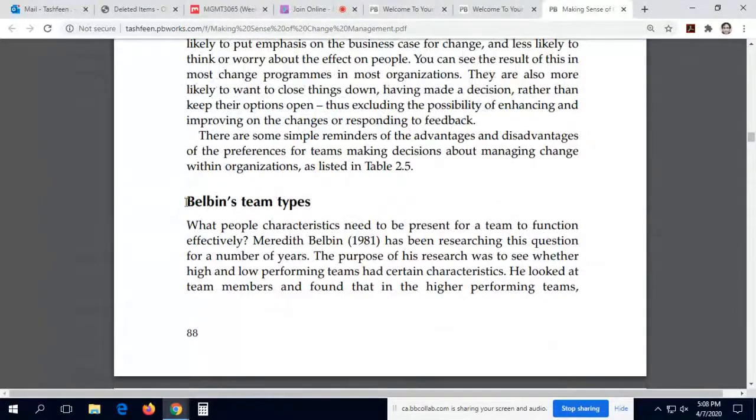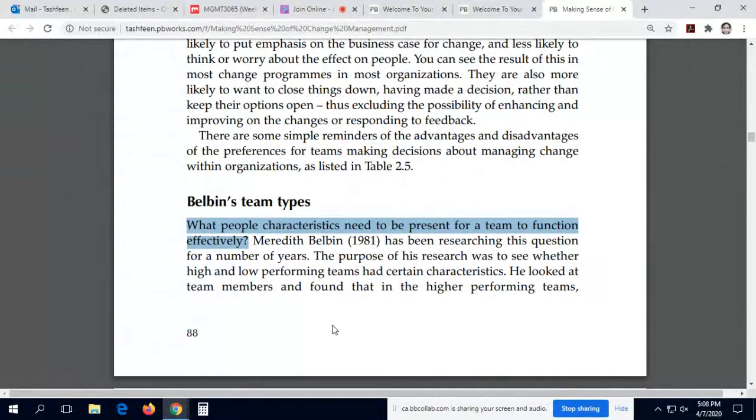Okay, Belbin's team types. Please make note of this. So he's going to give us some types of teams or something like that. Look at this: what people characteristics need to be present for a team to function effectively?